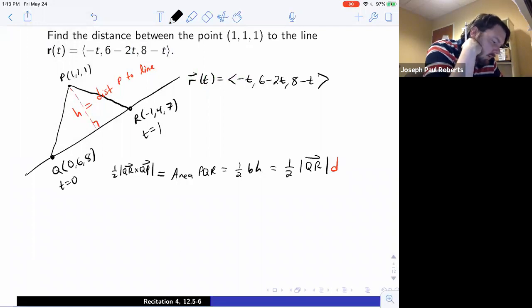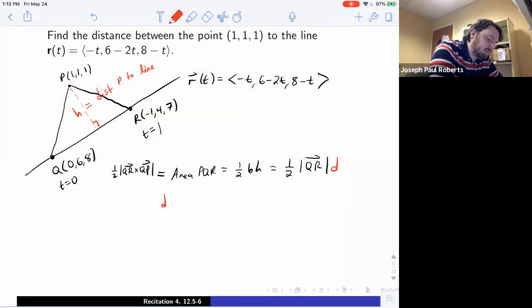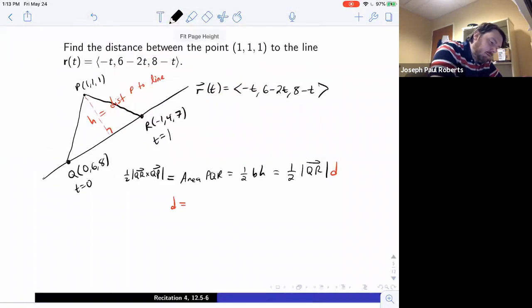a little bit before. I guess this was on Wednesday's recitation. I mentioned that often there's different choices you can make. As long as you're making a correct choice, you'll get the correct answer, so that's fine. And so anyway, it looks like we could solve and get that the distance that we want is going to be the length of QR cross QP over the length of QR.